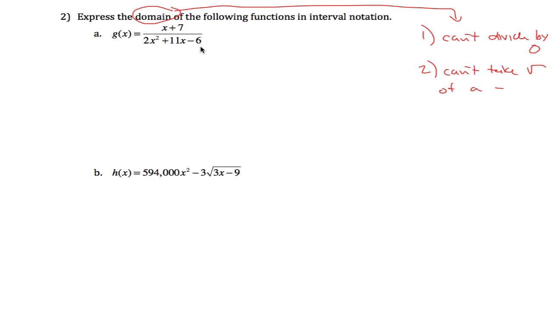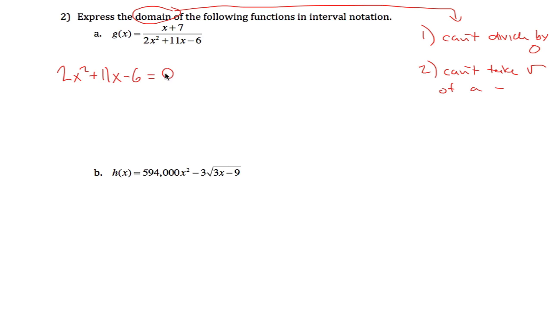So in this first one, there's no square roots. We don't have to worry about rule 1. That's not true. We don't have to worry about rule 2. But we do have to worry about rule 1. We can't divide by 0, and there are values of x that will make us divide by 0. You kind of guess and check for a while, but a better way to do it would be to set up an equation.